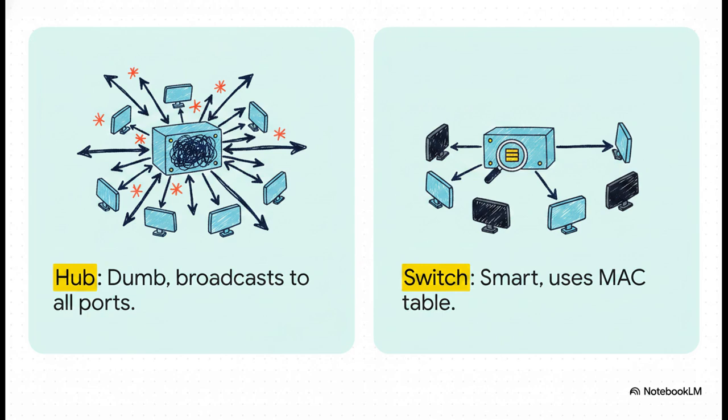Let's break it down. A hub is essentially, well, a dumb device. If it gets a frame on one port, it just blindly shouts it out to every single other port. It's noisy, it's inefficient, and it causes network collisions. A switch, however, is a smart device. It actually reads that destination MAC address on the frame, checks its internal MAC table, and securely forwards the frame only to the specific port where the destination device is actually plugged in.